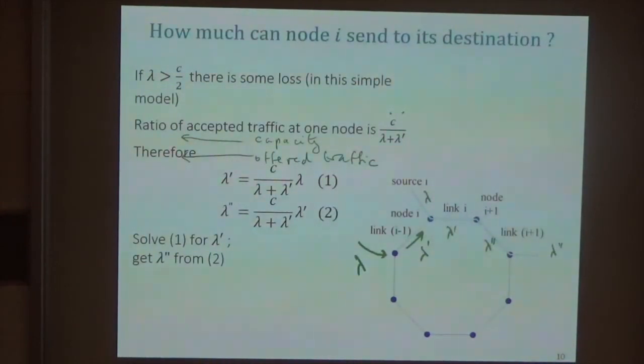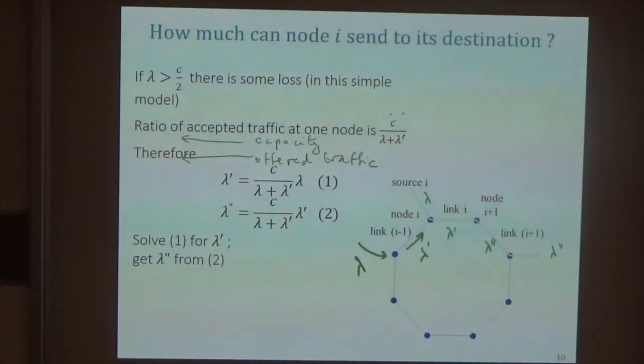Now, the input variable is lambda. We want to analyze what happens when we vary the rate at which we load the network. And the output is lambda second, but we can compute here easily lambda prime. We see we have one equation with one unknown. C and lambda are known. We want to compute for lambda prime. This is an equation of which type?